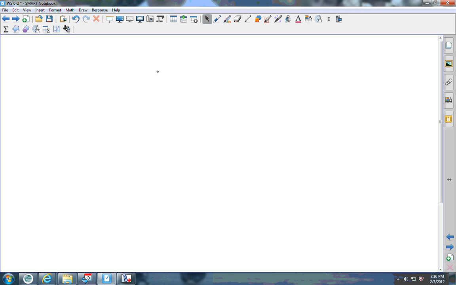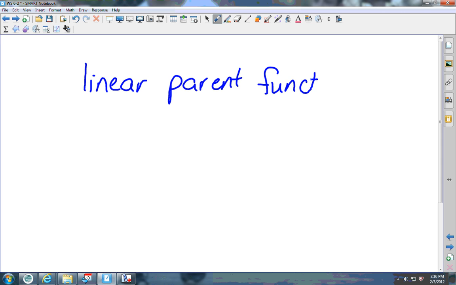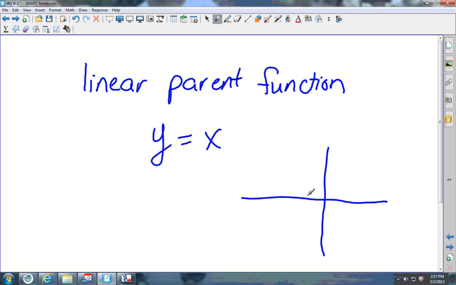First off, if I asked you, what is the linear parent function? What would you tell me? Don't tell me you don't know. It should be y equals x. If you went to graph that, your line would look something like this right here in the red. Okay, linear parent function.